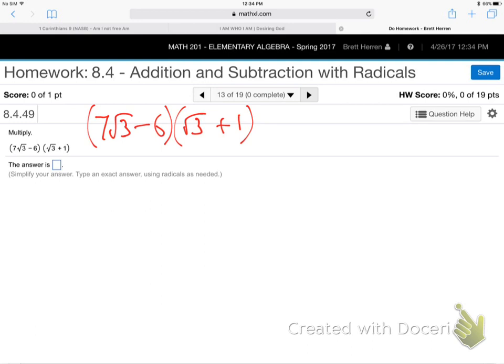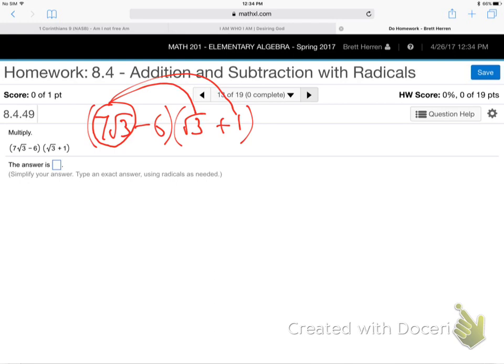So this 7 root 3 will travel and hit the root 3, and then it'll travel and hit the 1. So the 7 root 3, 7 times 3, travels together. 21. 7 root 3 is one term. It needs to break out, times root 3, and then multiply to the 7. Right? We're multiplying right now.